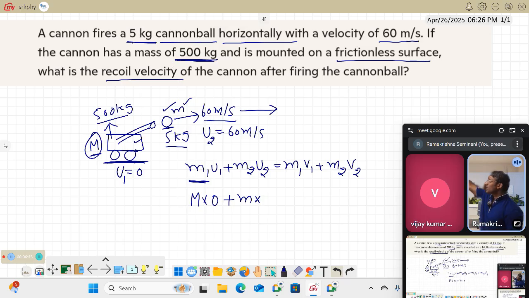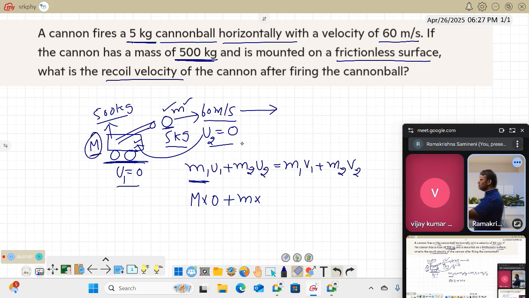So look at the question. The cannon fires a 5 kg cannonball horizontally with a velocity of 60 meter per second. In this case, the cannonball is inside the cannon, so it is also at rest inside the cannon. So before firing, both are at rest. After firing, the cannonball comes out with the velocity v1, and at that moment the cannon will move backward with the velocity v2.